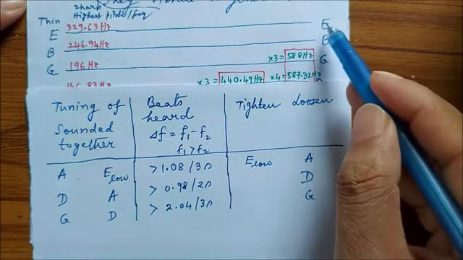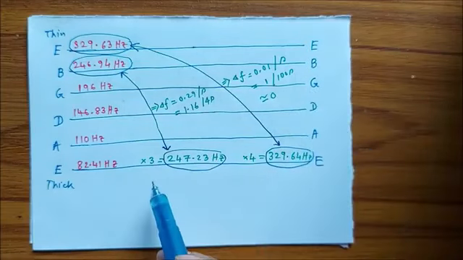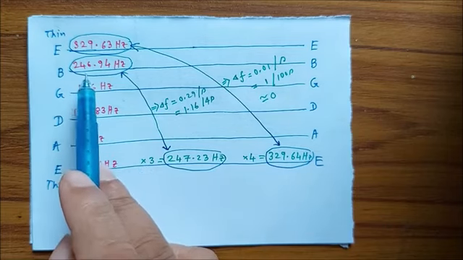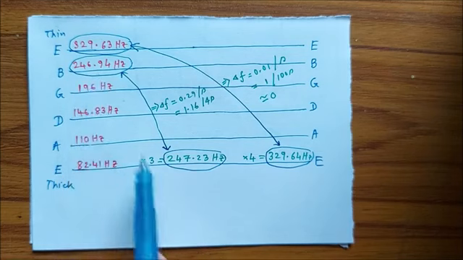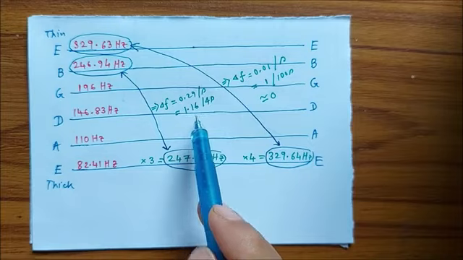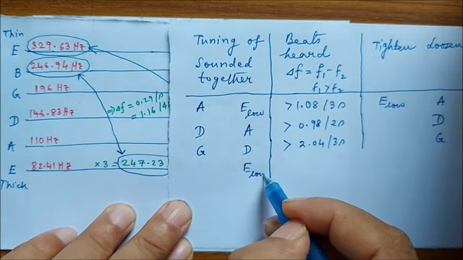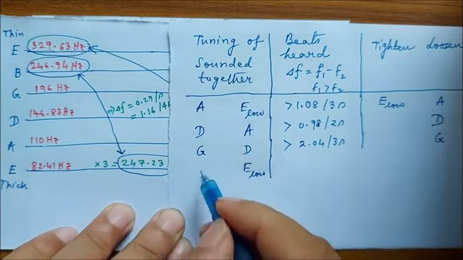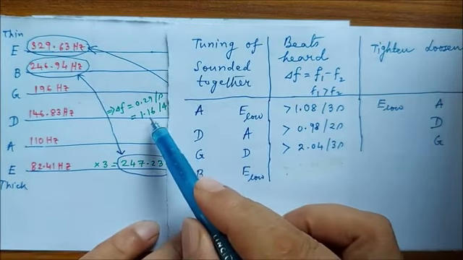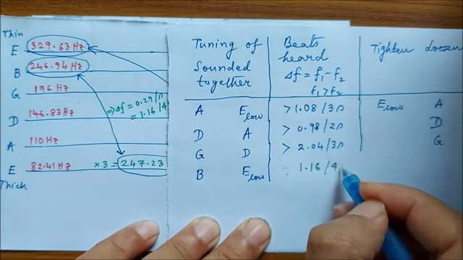So we have to loosen this G string. Next, tuning of B and E higher. So here is the fresh diagram. Now suppose the third harmonic in E is generated and simultaneously B is sounded, and therefore we should hear a beat of 1 in 4 seconds. So let us write it down. So now E low is sounded in the third harmonic and B is sounded in its fundamental, and if 1.16 beats are heard in 4 seconds, then they are tuned.